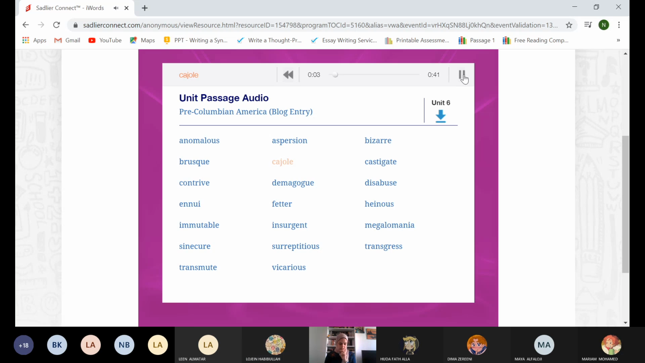Cajole. Cajoling them with trinkets, persuading them to change their minds. Persuade. Fetter. Europeans were at the same time fettered by ignorance. Chained. Surreptitious. Directly or surreptitiously? Indirectly, secretly. Bizarre. Strange, weird, strange.